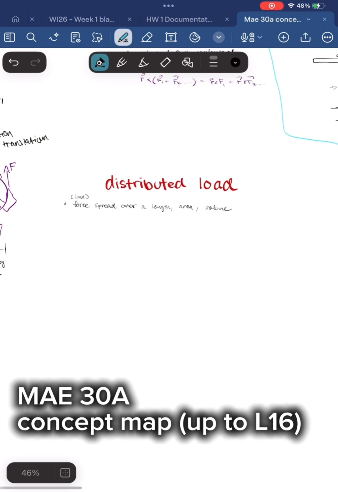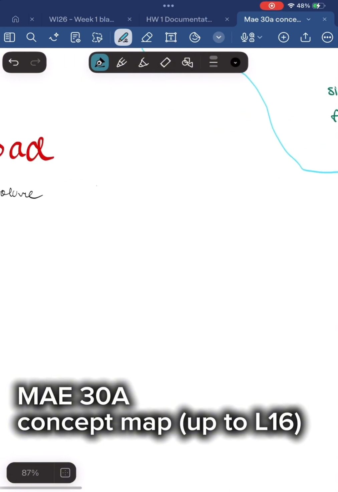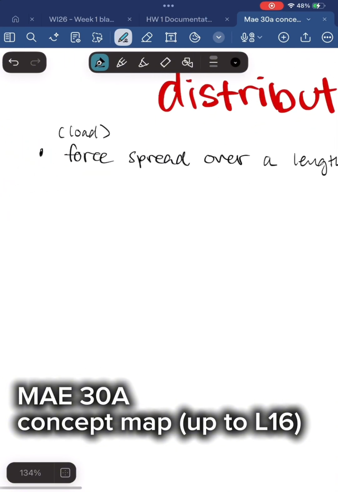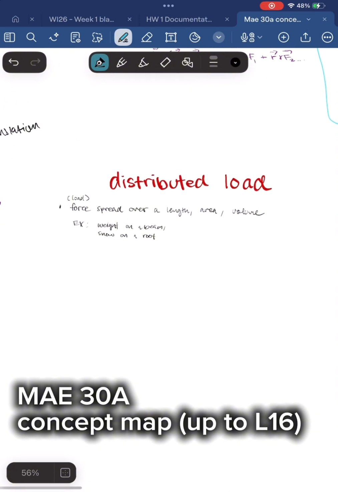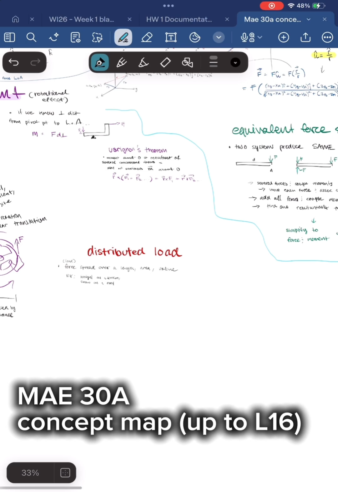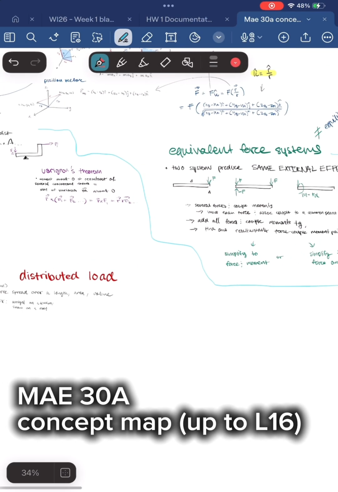So what are some real life examples? We talked about weight on a beam, snow on a roof. Let's draw a line connecting this to equivalent force systems. Good thing that I've already put them very closely together.